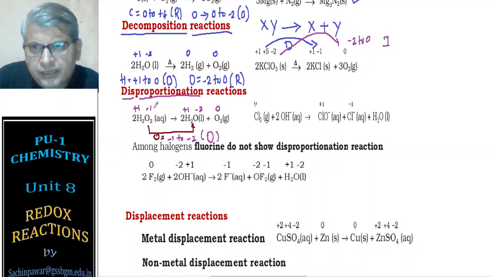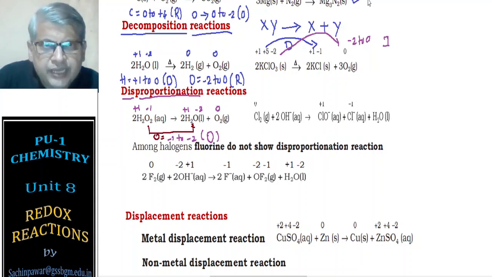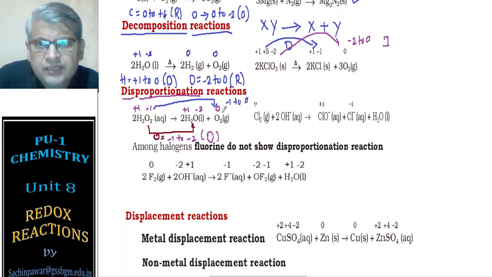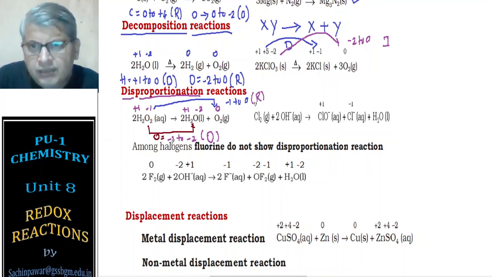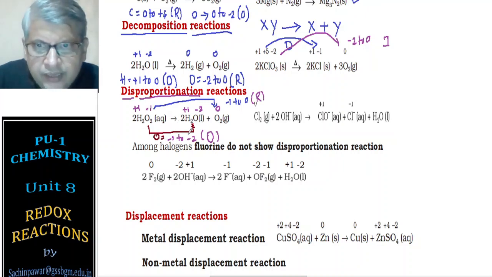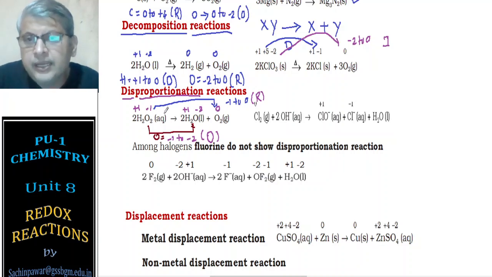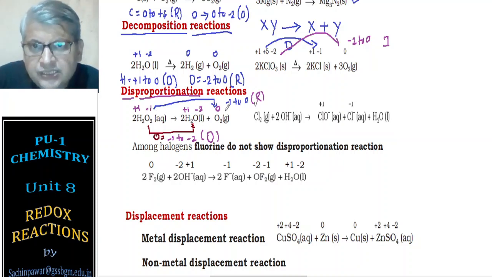And if you check once more, oxygen -1 is becoming 0. That means there is an increase in oxidation number, and increase in oxidation number means it is oxidation. So here it is a redox reaction, and if you see it carefully, the -1 oxidation state of oxygen is disproportionating, or separating, into the -2 state and the 0 oxidation state.